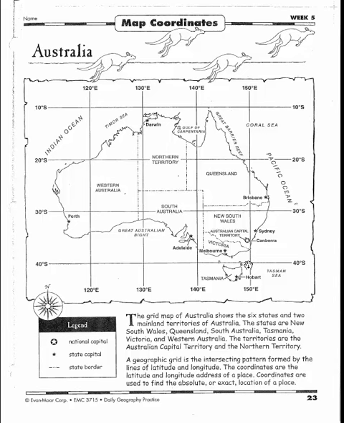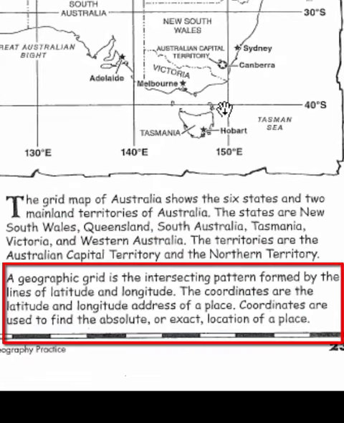Number 1 on Tuesday, the map of Australia is shown on a geographic grid. What does that mean? Well, grids mean that we have lines of latitude and lines of longitude forming squares, and they help us to determine absolute location. So however you can word that so it makes sense to you, something about squares, something about lines, and something about absolute location works for that.